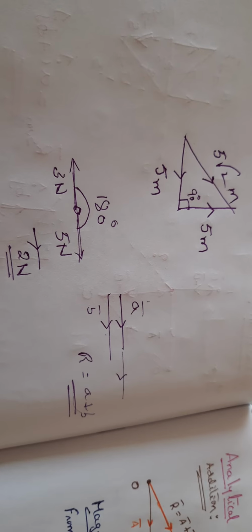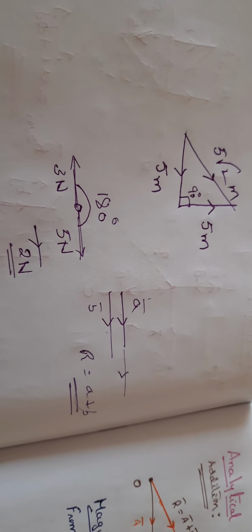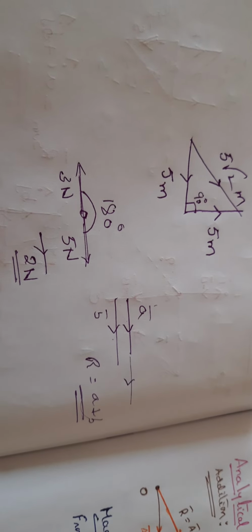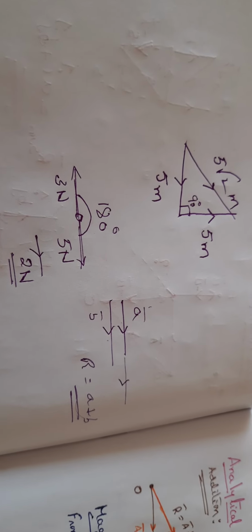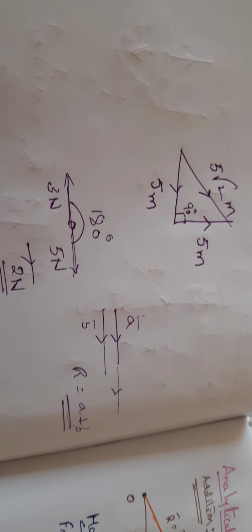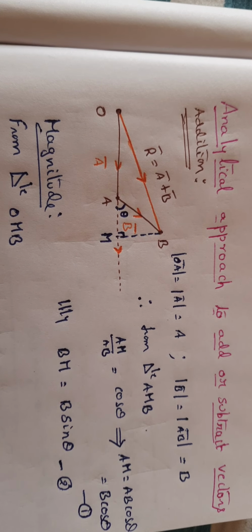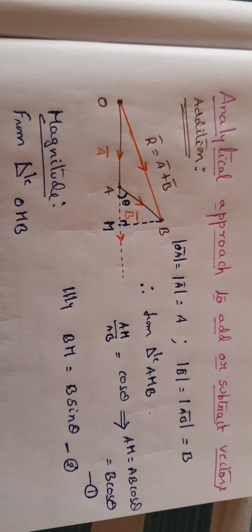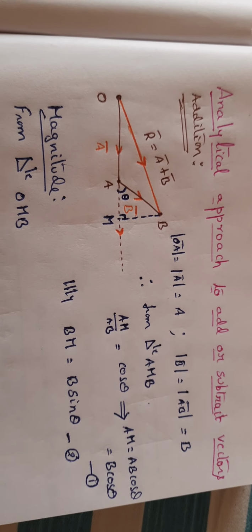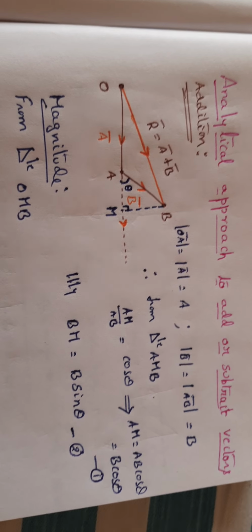But if the angle is not going to be any one of these, and if it is going to be somewhat different, then how are we going to find out the resultant? So let's see that. So that is the analytical approach to add or subtract vectors. Right, now let's discuss about addition.